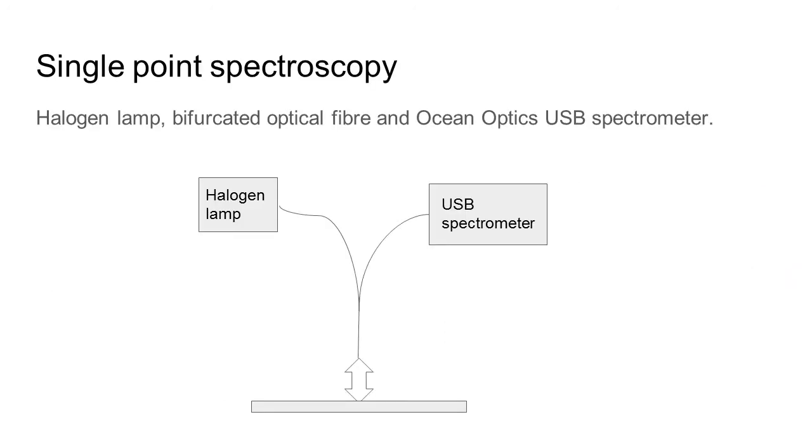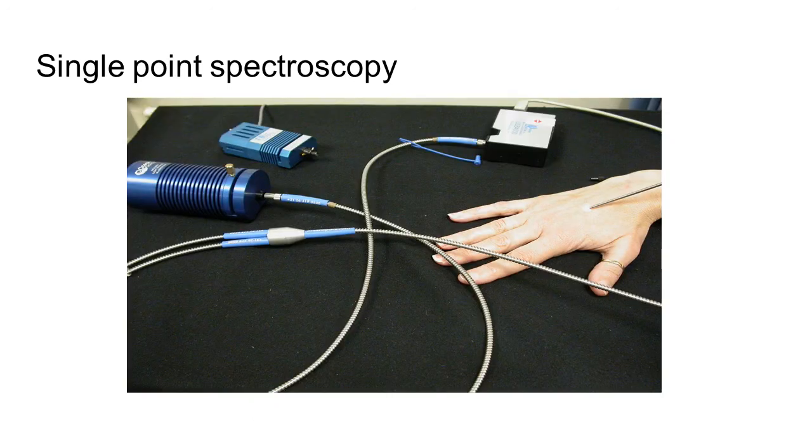So first we started doing single point spectroscopy. So we had a halogen lamp, an Ocean Optics USB spectrometer, a bifurcated cable, and it looks like this. These are pretty good bits of kit, these spectrometers. They give you good spectral resolution, but if you're just using the end of the fibre to deliver and collect the light, there's a couple of drawbacks with this, a couple of limitations.